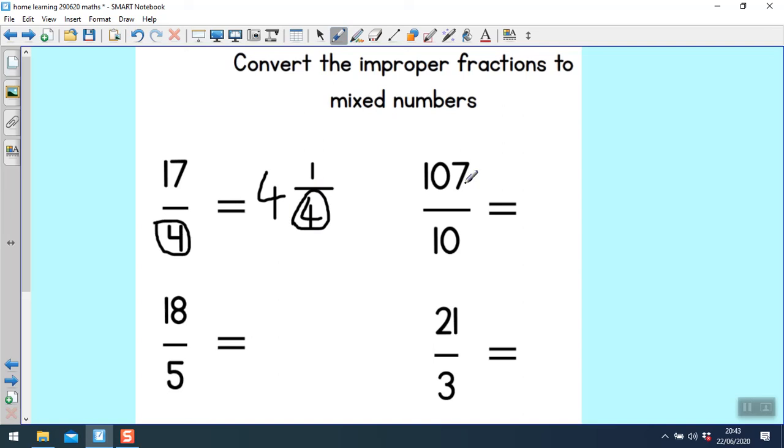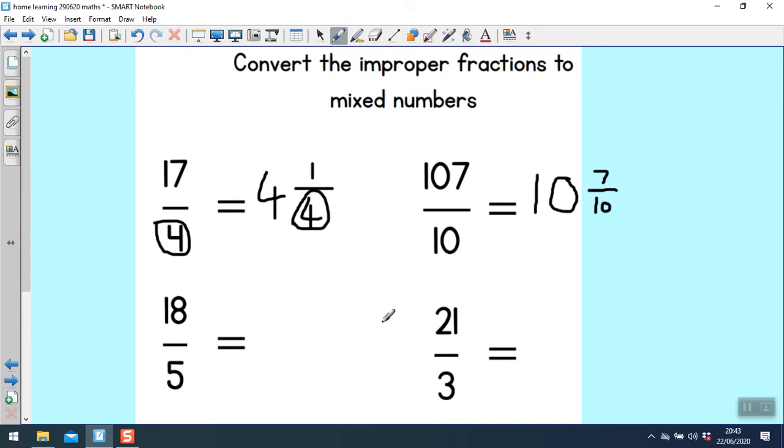What's 107 tenths as a mixed number? So you've got to do 107 divided by 10. How many 10's are in 107? So 10, 20, 30, 40, 50, 60, 70, 80, 90, 100. There's 10 whole 10's in 100. And what do you add to 100 to get to 107 for the remainder? So it's remainder 7. So 7 is your numerator and the denominator is always the same. So it's tenths. Tenths here, tenths here.